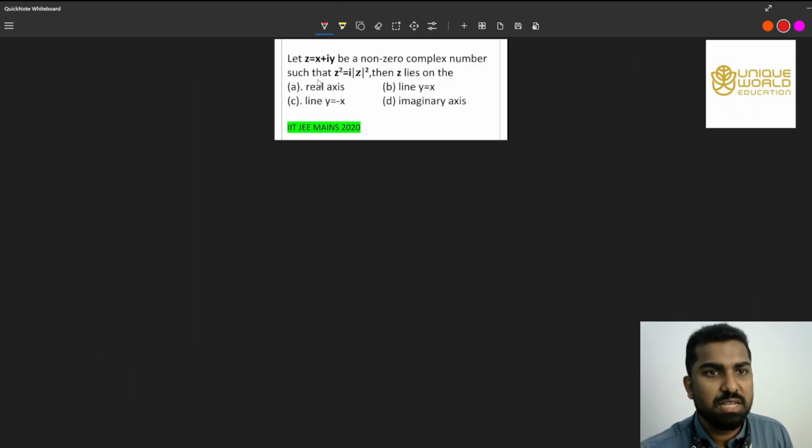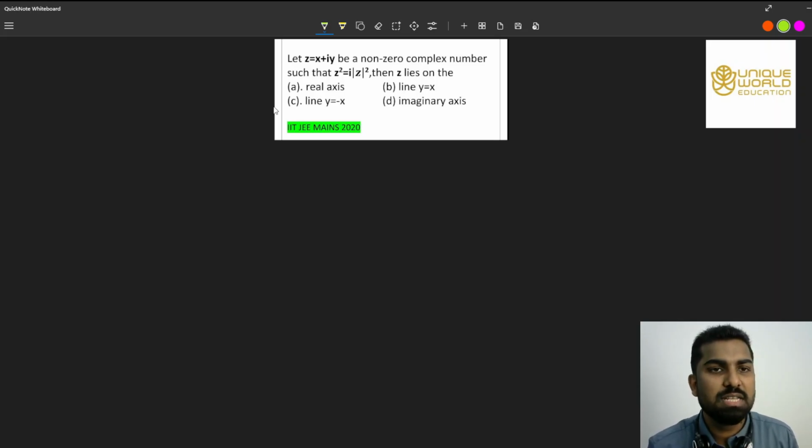Yes, it's a very easy question. So the question is: let z equal to x plus iy be a non-zero complex number such that z square equal to i times modulus of z square, then z lies on. It's a JEE Mains 2020 question.